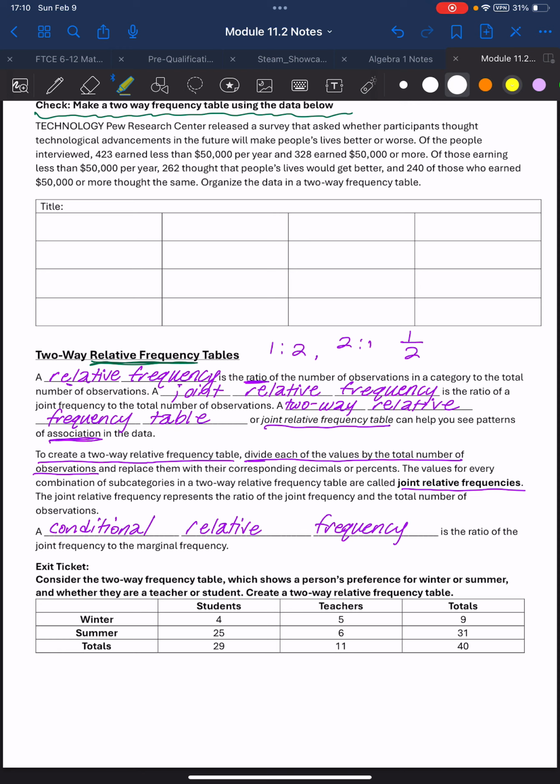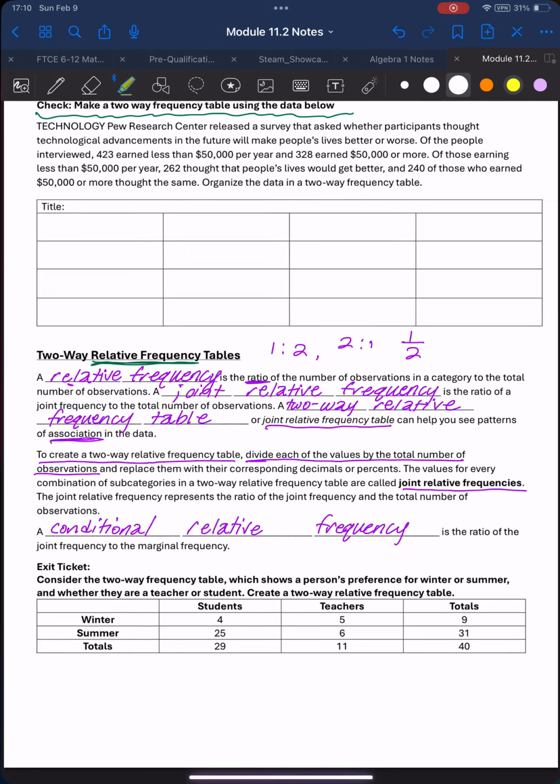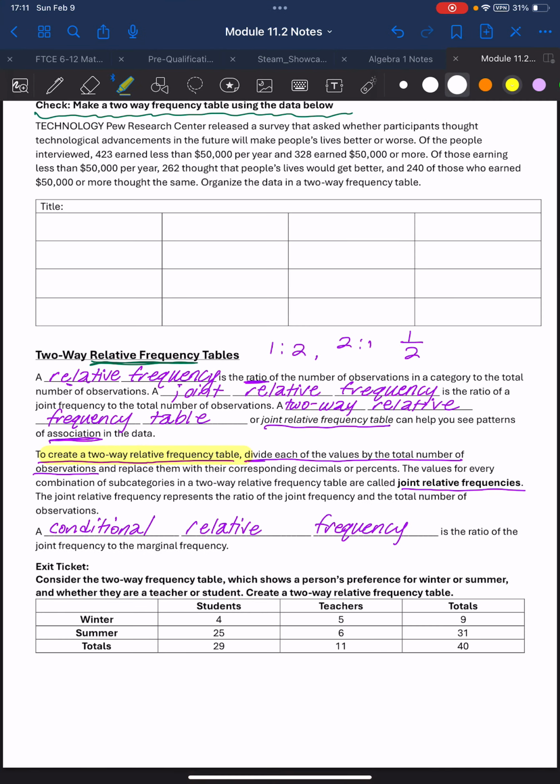It says to create a two-way relative frequency table, divide each of the values by the total number of observations, okay? Now, before we do that, we have to make sure we have all our information categorized. Your exit ticket gives us the information. And guess what? We already have everything categorized. Our two main categories are students and teachers. Okay? Then our subcategories are winter and summer.